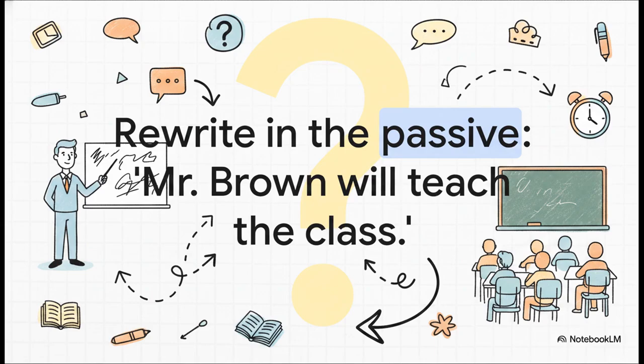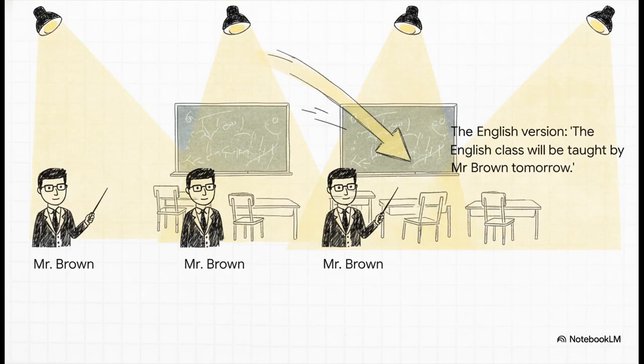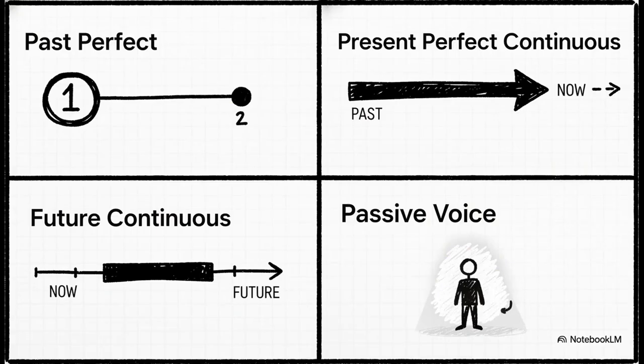Now for a passive voice challenge. Here's your active sentence. Mr. Brown will teach the English class tomorrow. How would you rewrite that to put the spotlight on the English class instead of Mr. Brown? And the answer is, the English class will be taught by Mr. Brown tomorrow. Boom. That's it. You just expertly shifted the focus from the teacher to the class. Awesome job. So let's just do a super quick recap of the key takeaways.